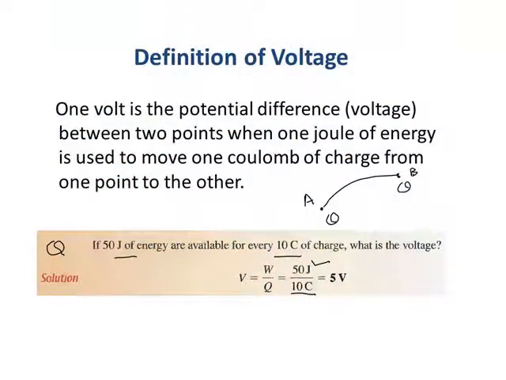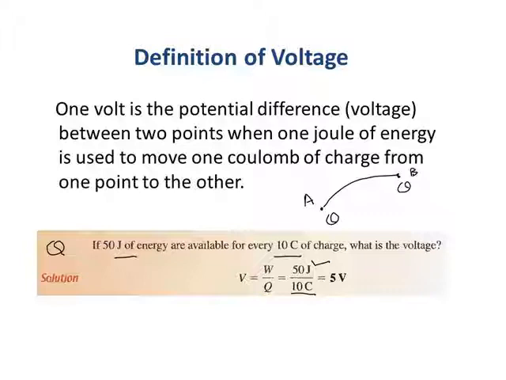Now let us look into the definition of voltage. 1 volt is the potential difference between 2 points when 1 joule of energy is used to move 1 coulomb of charge from one point to another. So this definition comes from the equation V is equal to W by Q.